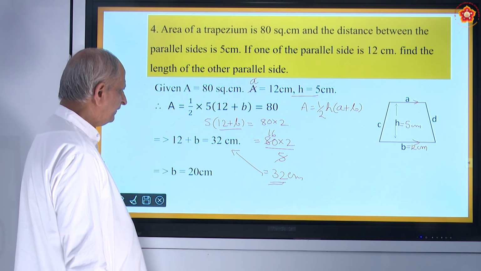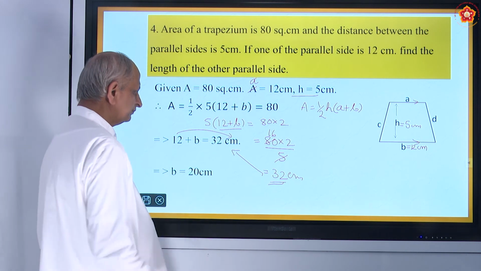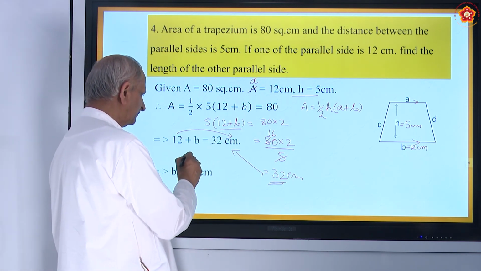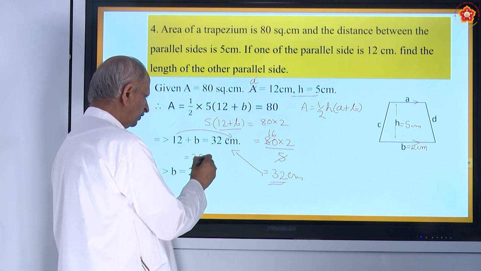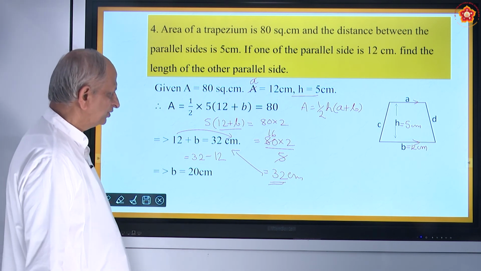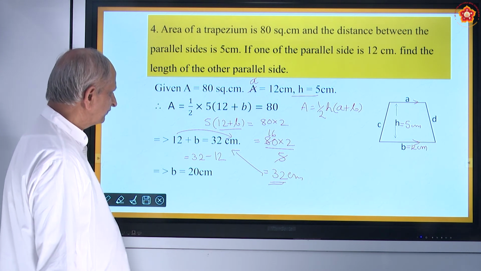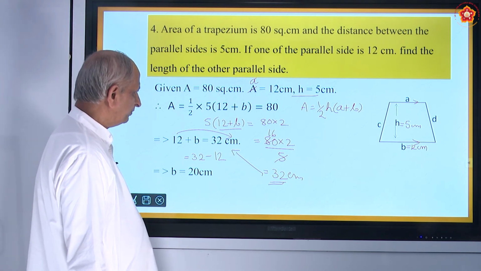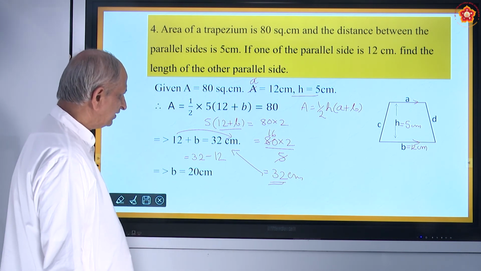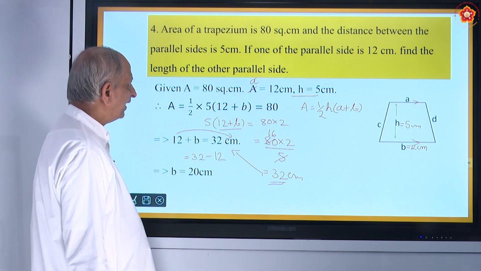So what is the answer for B? B will be, bring this 12 this side. Then 32 minus 12 becomes 20 centimeters. So one side is given to be 12 centimeters, the other side becomes 20 centimeters. Okay, that is how we got the answer for the parallelogram.